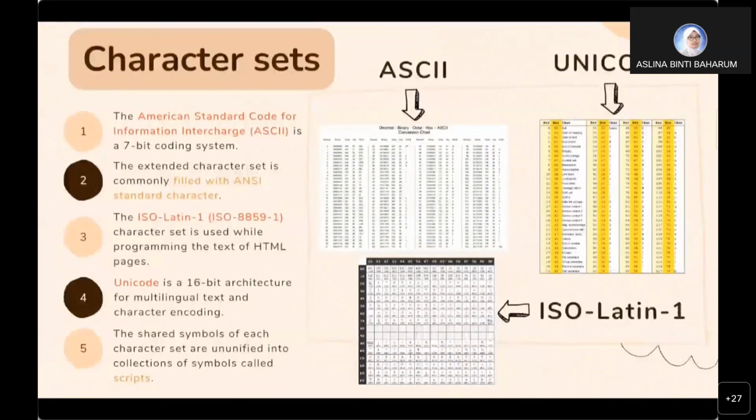Character sets. The American Standard Code for Information Interchange, ASCII, is a 7-bit coding system. The extended character set is commonly filled with ANSI standard characters. The ISO Latin 1, ISO 8859-1, is a character set used while programming the text of HTML pages. Unicode is a 16-bit architecture for multilingual text and character encoding. The shared symbols of each character set are unified into collections of symbols called scripts.